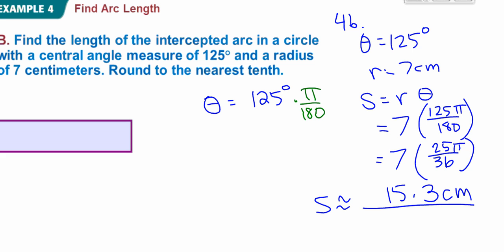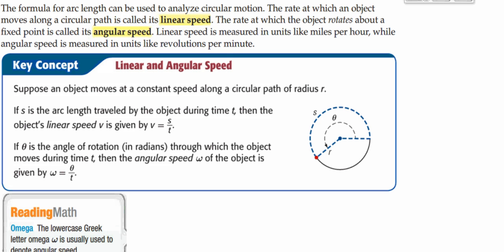It's this next part that sometimes gets people, and that's linear speed and angular speed. I want to make sure that I have enough time to spend with linear speed and angular speed. So here's what's happening. The formula for arc length, which we just looked at, can be used to analyze circular motion. The rate at which an object moves along a circular path is called its linear speed. The rate at which an object rotates about a fixed point is called angular speed.